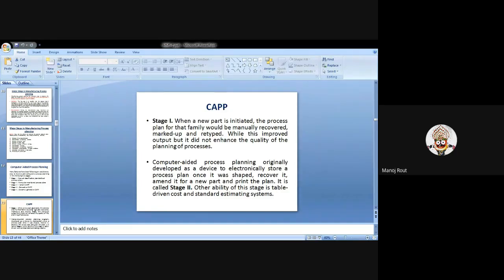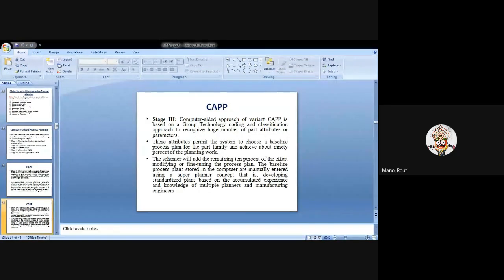In stage 2, computer-aided process planning was originally developed as a device to electronically store process plans. Once stored, you recover it, edit it for a new part, and print the plan. It is called stage 2, where computer-aided process planning was originally developed, and it is a printed version. Another ability of this stage is table-driven cost standardized estimation, which should be provided by a number of machines directly synchronized with your computer. The next is stage number 3.